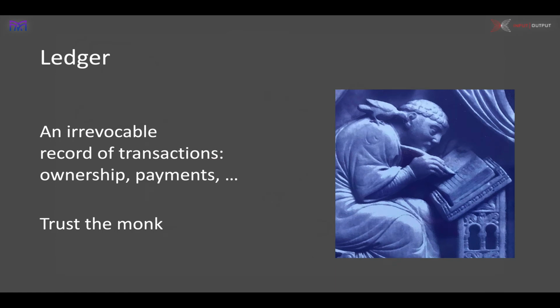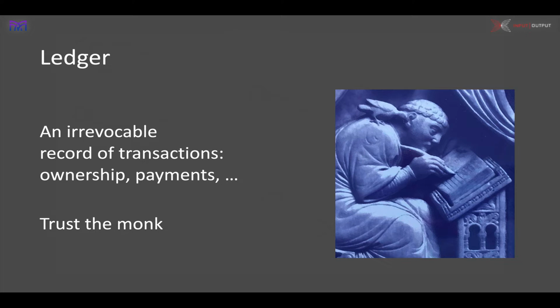Now, the other aspect of blockchain is the fact that it's distributed. So we could simply ask, if we had a monk, for example, he could write down all the transactions that took place in the blockchain. That would give us this irrevocable record of transactions. We'd know who owned things, what payments had been made from one person to another, and so on. But in order to do that, we have to trust the monk. We have to trust this central authority.